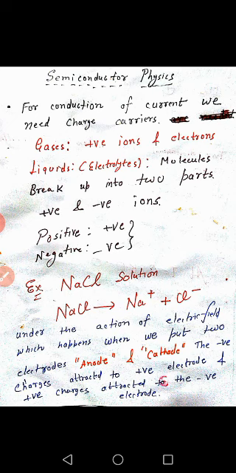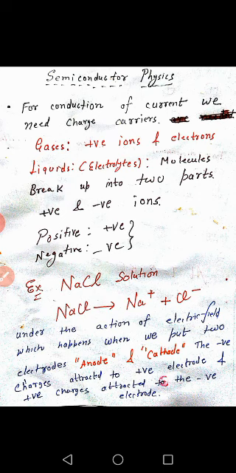In gases, at some particular temperature and pressure, when we apply some voltage between an anode and a cathode, ionization of the gas takes place. Positive ions and electrons are responsible for the conduction of current in gases.